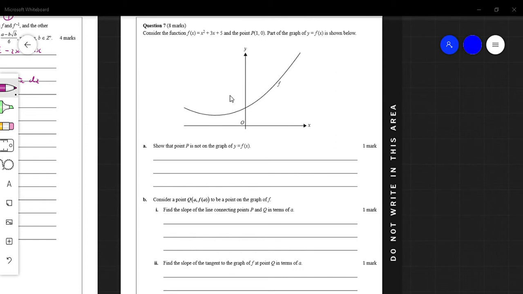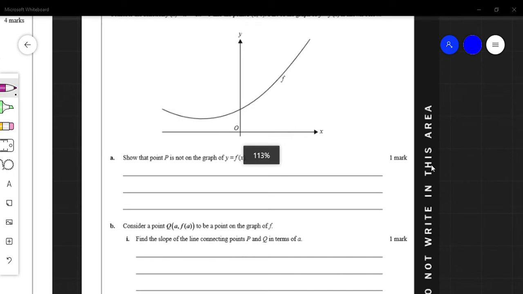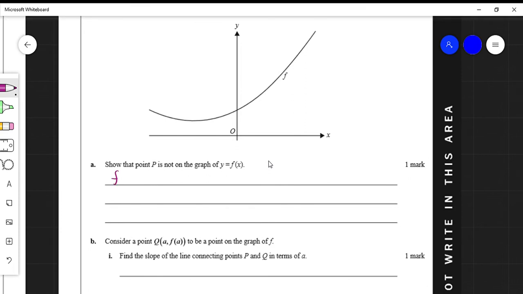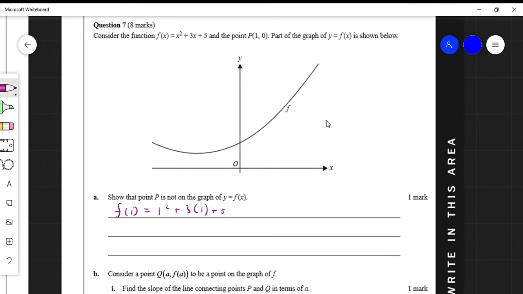That's fine. So question 7, we've got a function and a point P, part of the graph is there, showing the point P is not on the graph. So easiest way to do this is the point P is (1, 0). We literally just substitute in the point x equals 1, and we show that it's not 0. So 1 squared plus 3 times 1 plus 5 equals 9. So you can say whatever you want here. You go, f of 1 is not equal to 0, so P is not on f.